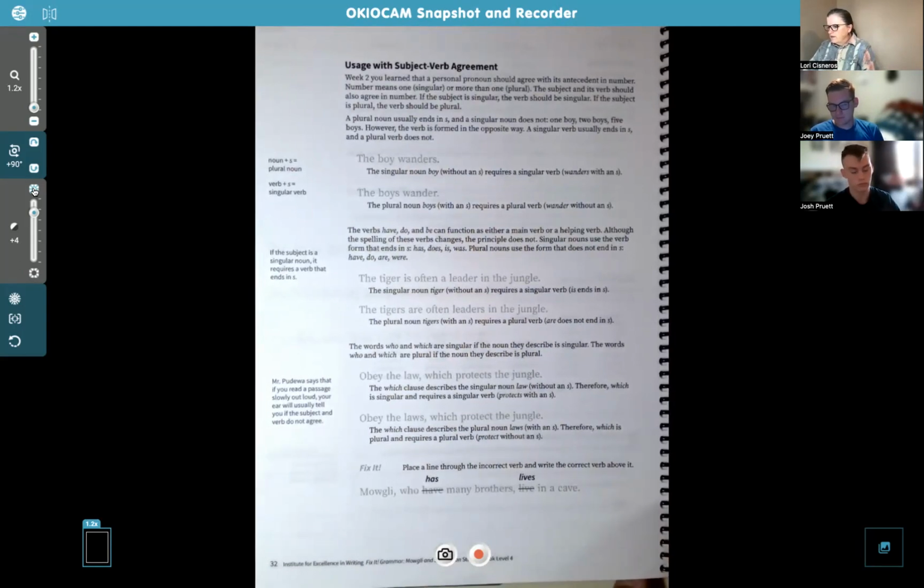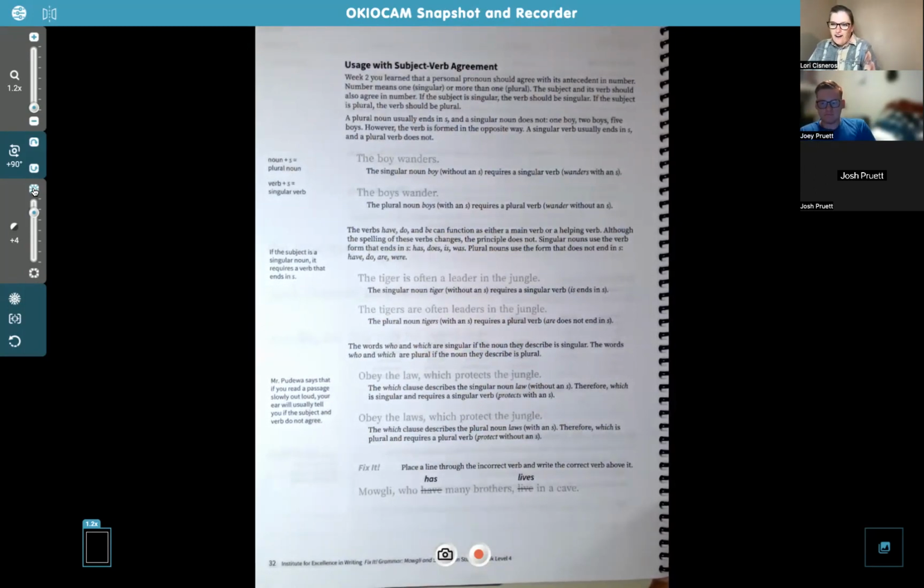Usage with subject-verb agreement. You already know about subject-verb agreement. In week 2, you learned that a personal pronoun should agree with its antecedent in number. And this really is another duh lesson. We're just going to duh all morning this morning. So there you go. But it is one of those things that if you read it, it'll sound right. If it doesn't sound right, then you need to fix it. That's the best way, because you guys have been using English now for lots of years. You're familiar with it. So that's the best advice I can give you. If it sounds bad, then it's probably bad. If it sounds good, it's probably good.